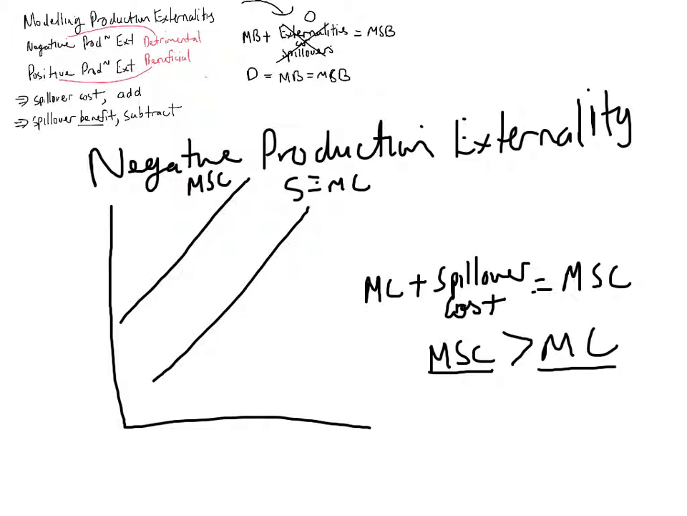Now this is where the simplifying assumption comes in about no consumption externalities, because to complete the model I'm going to add in the demand curve. Demand equals marginal benefit equals marginal social benefit, and we're done basically.